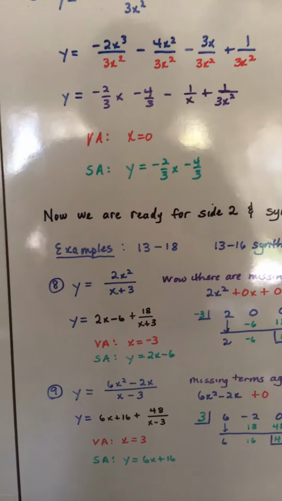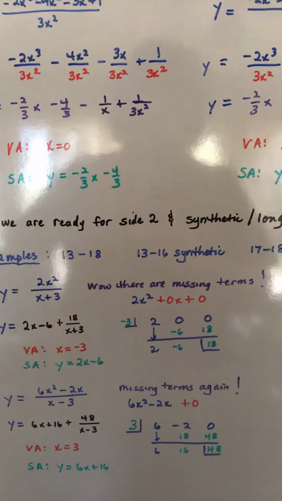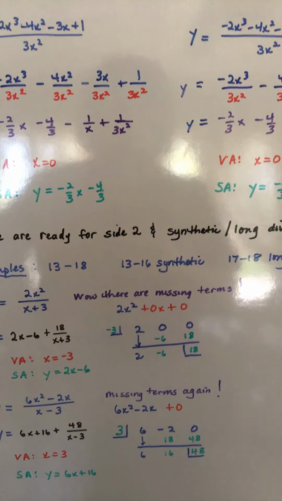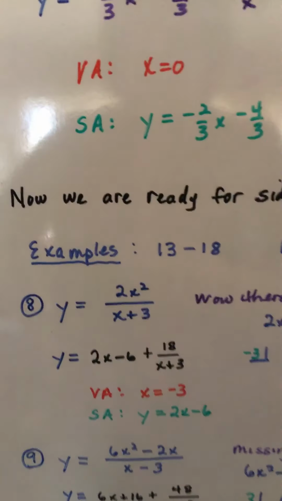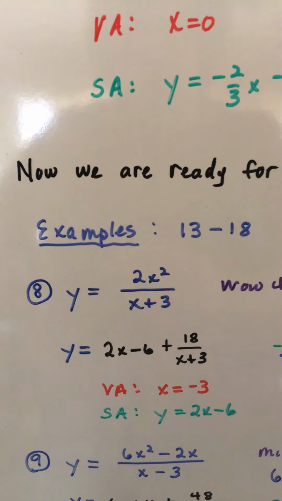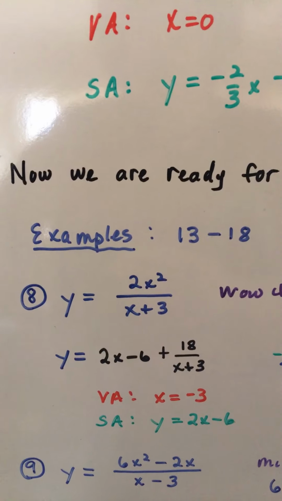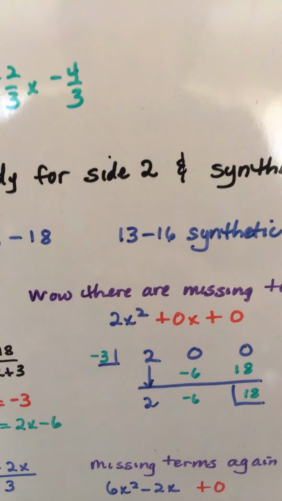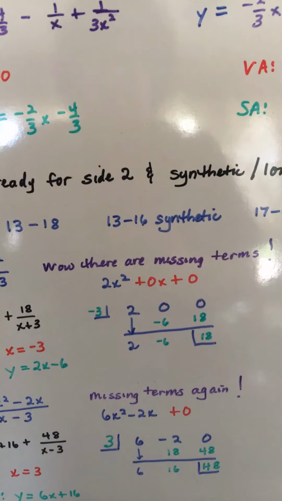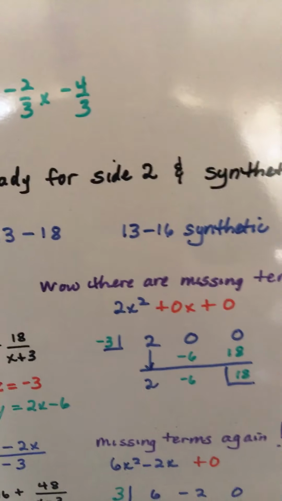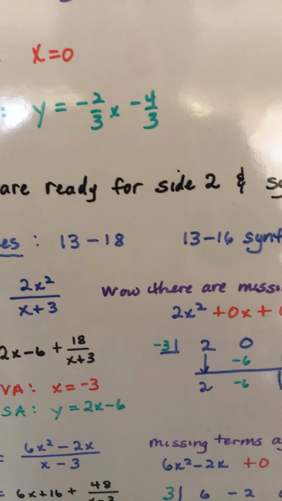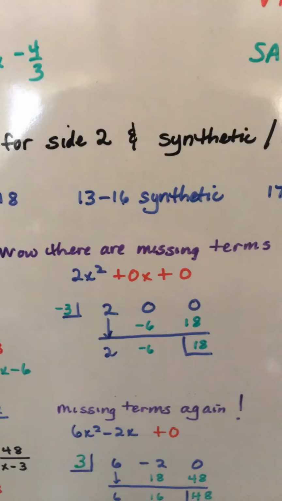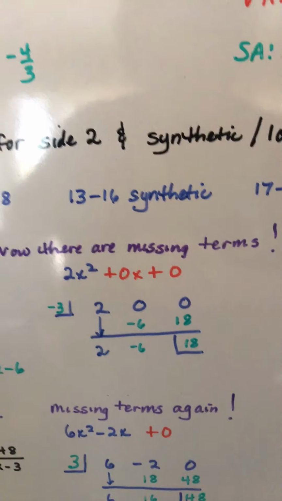Okay. Examples 13 through 18, 13 through 16 are synthetic division. 17 and 18 are long division. I start out with the gotchas. y equals 2x squared over x plus 3, but wow, we're missing some terms. 2x squared needs to count down to the degree 2, degree 1, degree 0, 2, 1 blast off, so I have to put in my zeros.